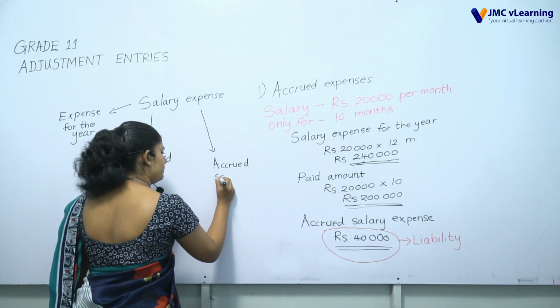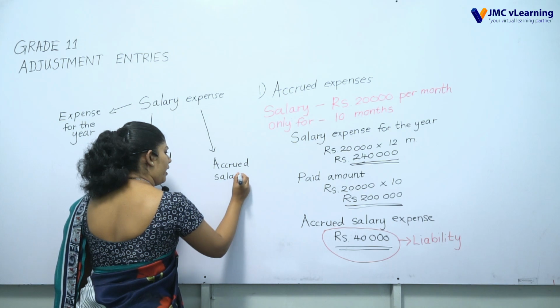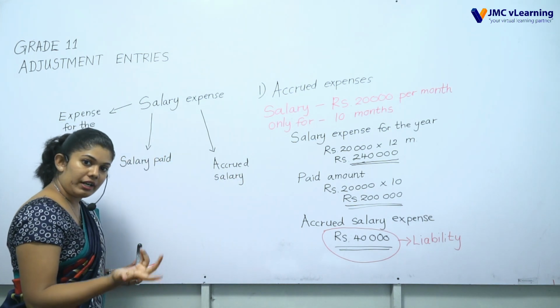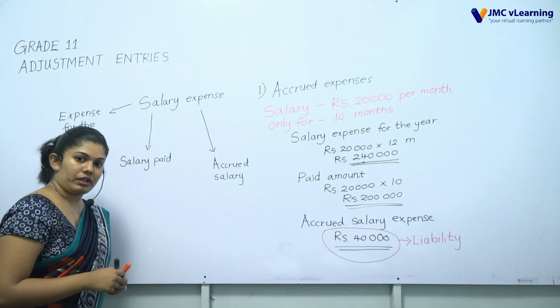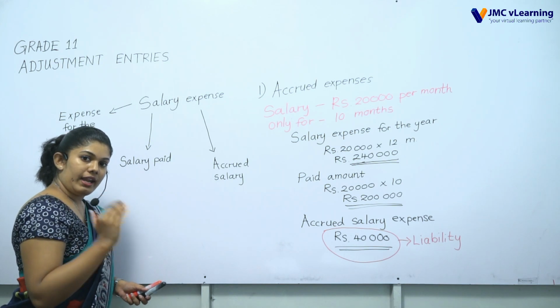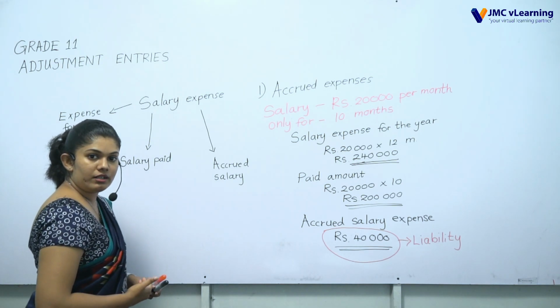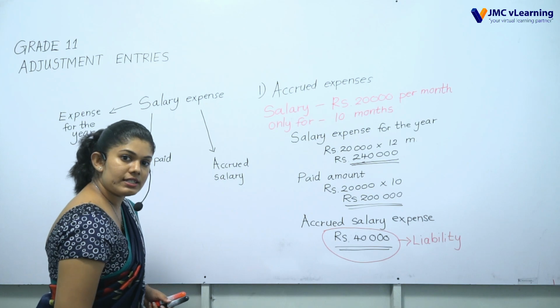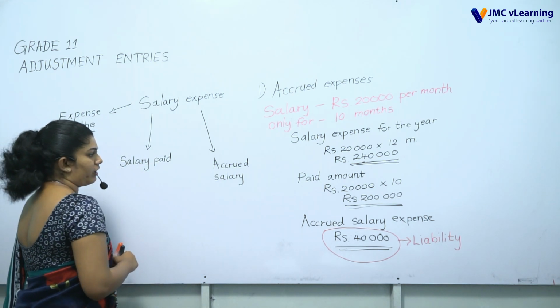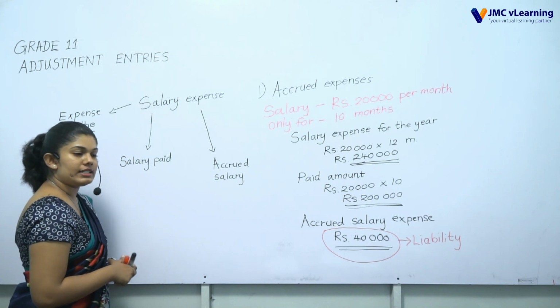Accrued salary. I have some amount I am liable to pay for the whole year. I have agreed with him that it is 240,000, but I have paid 200,000 out of that, and I have to pay another 40,000 for the rest of his service. So, this amount, salary paid, we can record quickly and easily.